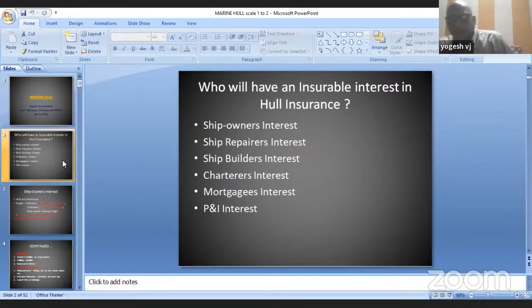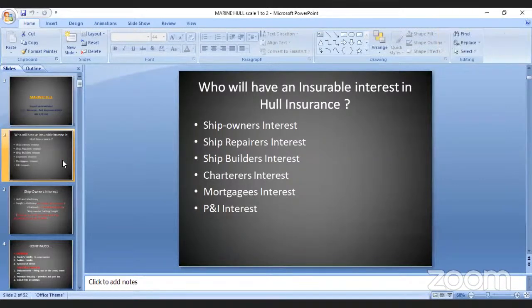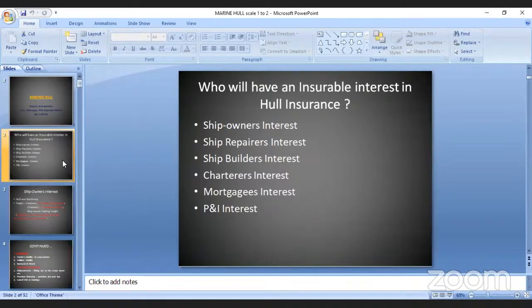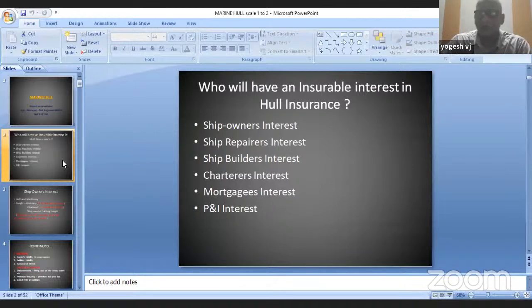Now, let us start with a simple requirement of hull insurance. I mean, who requires hull insurance? Who all have insurable interest in hull insurance? They are these people: ship owners interest, ship repairers, ship builders, charterers. Who are charterers? I will come to that. Mortgagees are those people, let us say banks. Banks provide the insured with money for building up the vessel. So it is just like hypothecation or hire purchase agreement. So mortgagees. And P&I interests. That is protection and indemnity. Now, what is protection and indemnity? We will come to that later.